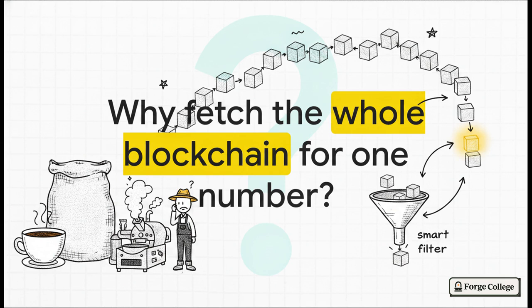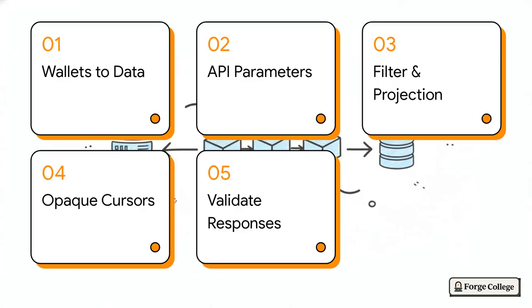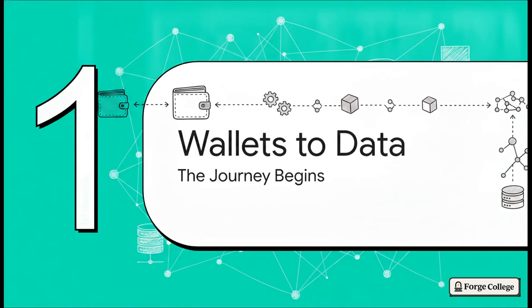Well, today we're fixing that exact problem by building a smart filter. So here's our technical schematic for today's build. First, from wallets to data. Second, designing API parameters. Third, filtering and projection. Fourth, opaque cursors. And finally, validating responses.